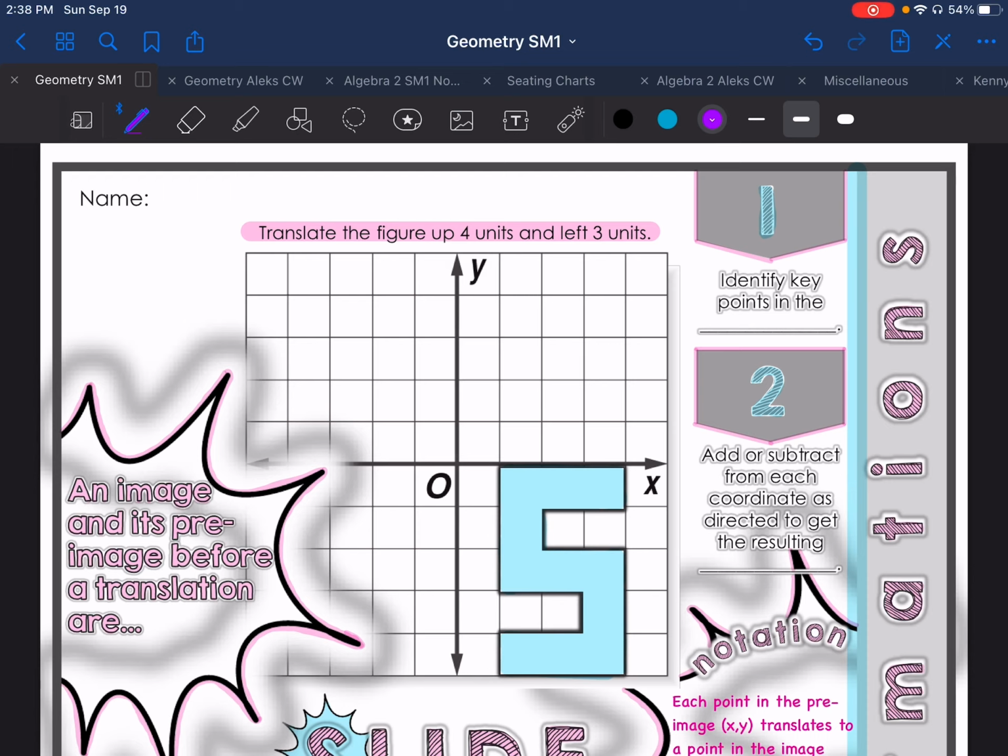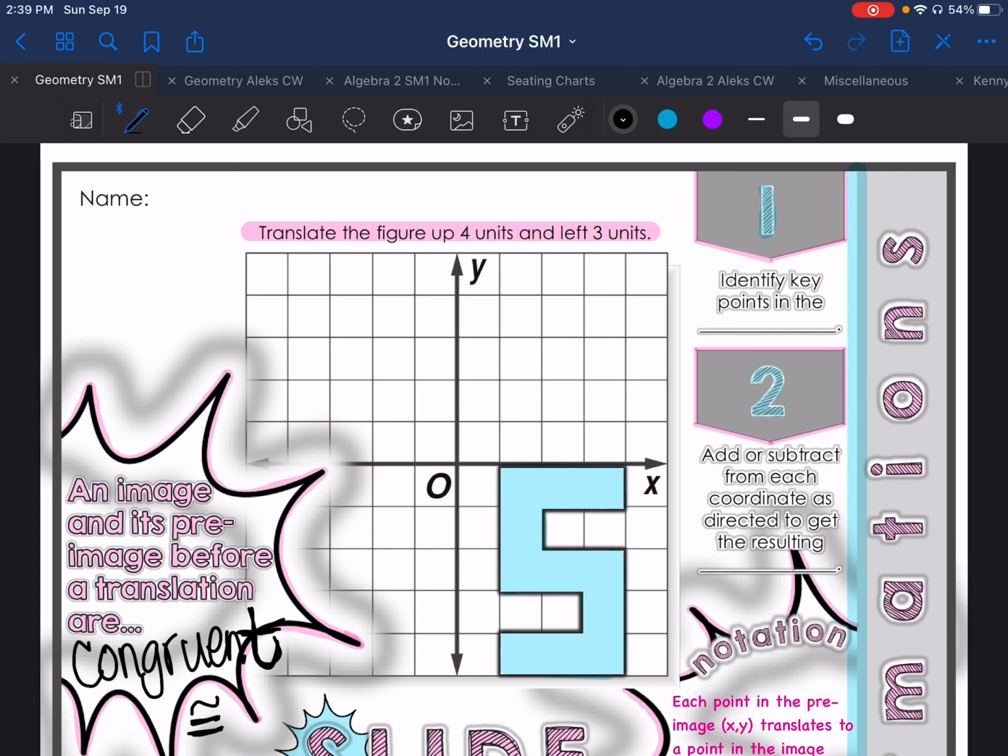An image and its pre-image before a translation are congruent. Remember, we've talked about congruent in the past. Congruent means, let me get that T in there so you can see it. Remember, this is the symbol for congruent, which means that they are equal.